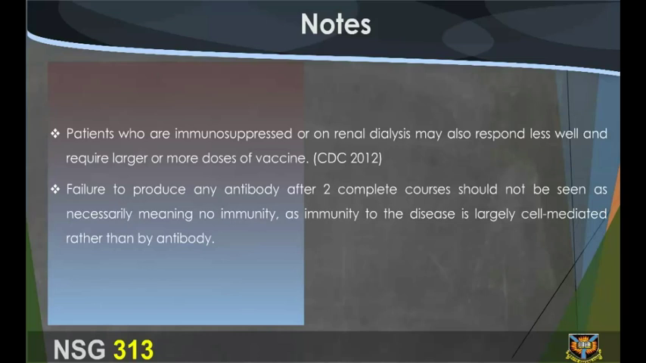Failure to produce any antibody after 2 complete courses should not necessarily be seen as meaning no immunity, as immunity to the disease is largely cell-mediated rather than by antibody.